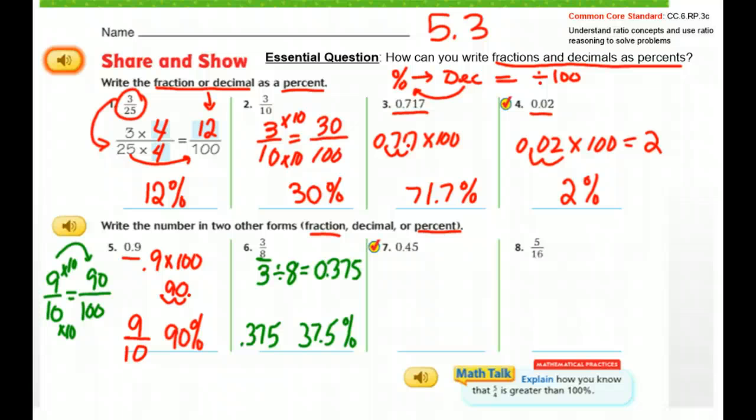Okay, thank you for pausing the video. When I look at question 7, I see 45 hundredths as a decimal version, so I have to write the fraction and the percent. The reduced fraction version is 9/20ths, and the percent is 45%. As for number 8, I'm looking at a fraction, so I want to write the decimal version, which would be 0.3. Sorry about that. 125, and then the percent would simply be 31.25%.